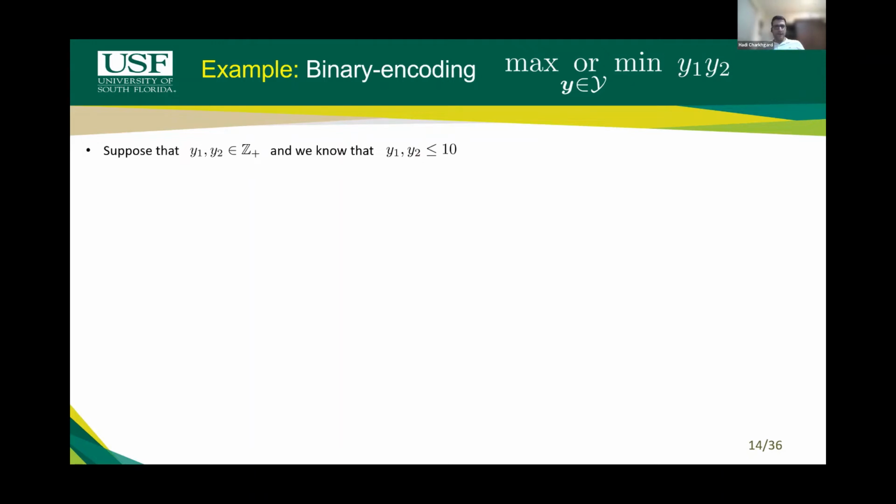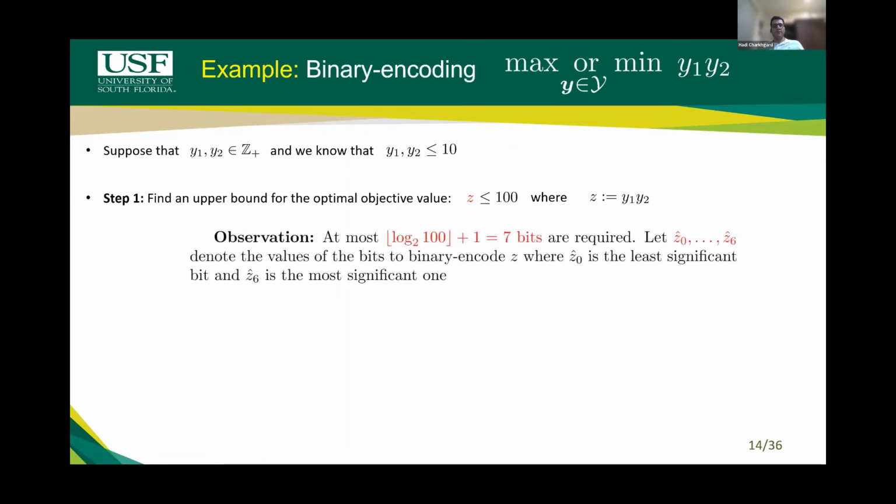More importantly, I assume that y1 and y2 are integers. At the end of my talk, I'm going to tell you what to do if they are not integers. These values are going to be less than or equal to 10 for now. The first thing that you need to do is to find an upper bound for your optimal objective value. This can be done easily because you have an upper bound for your y1 and y2. You just multiply them together, giving you the value of 100, and then you know that 100 is the largest value that you can get.